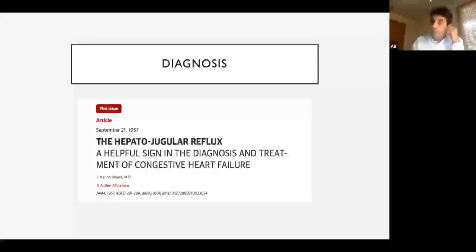How many of you know how to do the hepatojugular reflex? Framingham criteria are complicated. I don't remember I used them recently.